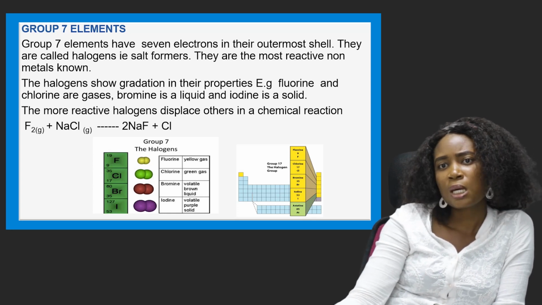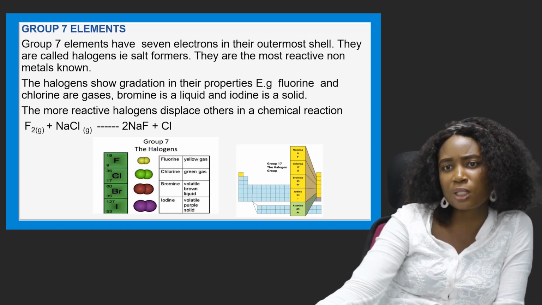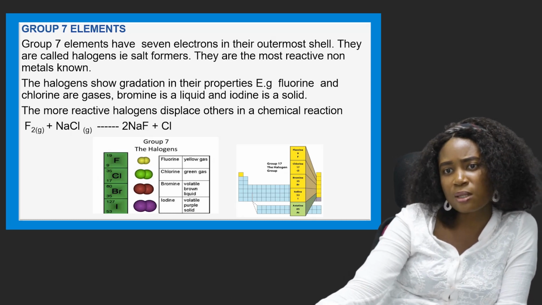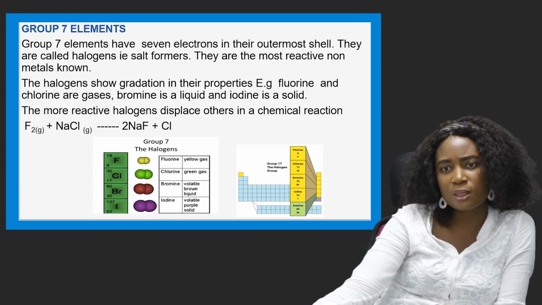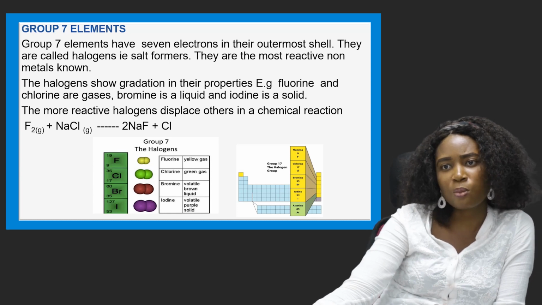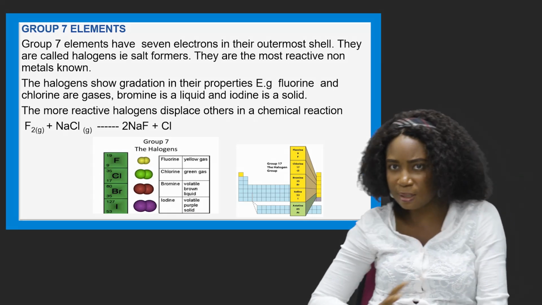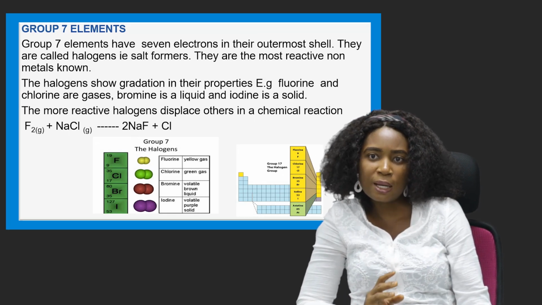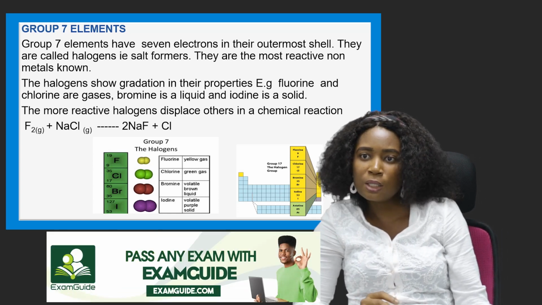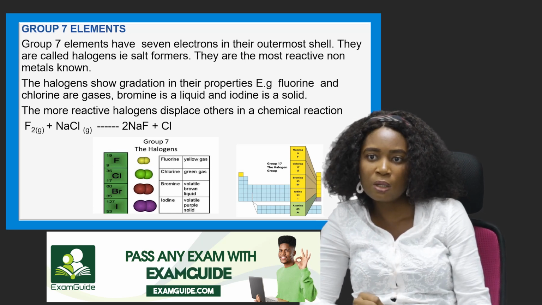So we have different examples of elements found in group 7 of the periodic table. For instance, we have fluorine, followed by chlorine, followed by bromine, followed by iodine. Now, fluorine and chlorine are gases at room temperature. Then bromine is a liquid. Then we have iodine, which is said to be a solid.